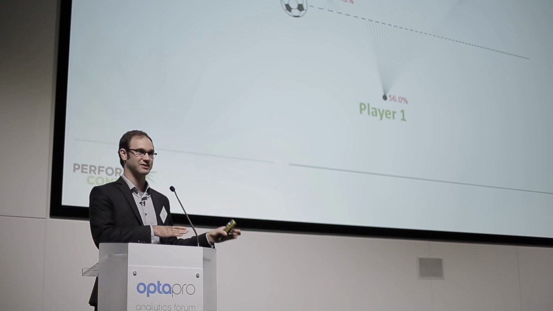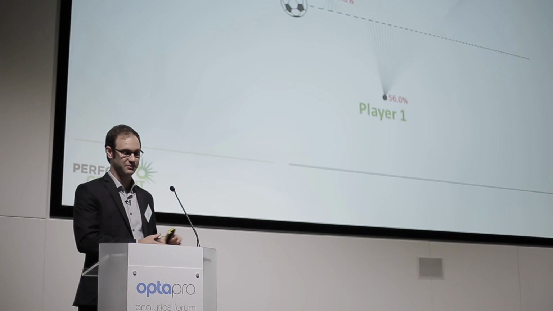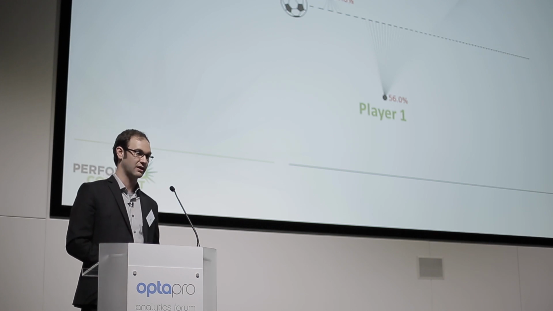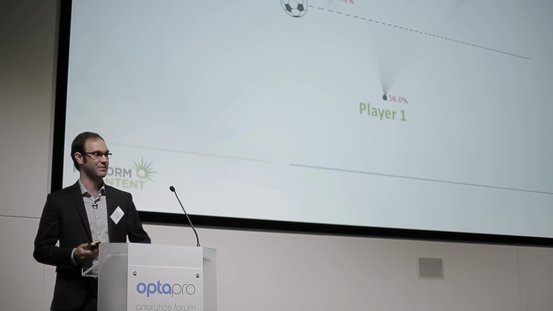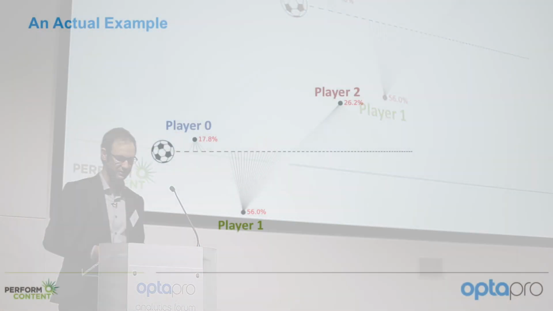The thing I'd like to point out is that this is a hypothetical pass. So this model, although it's based on real data, can give probabilities for hypothetical scenarios. This is useful because we could look at other passes a player might have been able to make and say, were those better, higher probability passes?